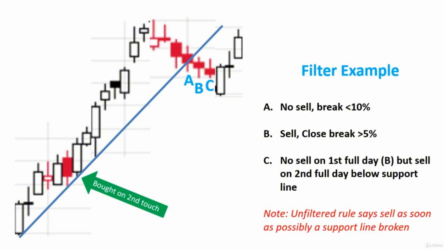So if we look at this example here, the same example, we could see that, okay, we bought in on the second touch. We're in a nice uptrend here. You can see that when it breaks the line there, right at A, we should have been selling right away if we followed the rule to the letter. It broke the line, we should have sold.